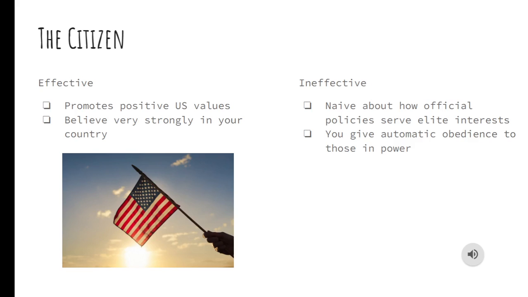When we are doing political work, we need to make sure that we are being good examples of what we are fighting for. However, if you are naive about how official policies serve elite interests, or you give automatic obedience to those in power, you become ineffective in your role as citizen.